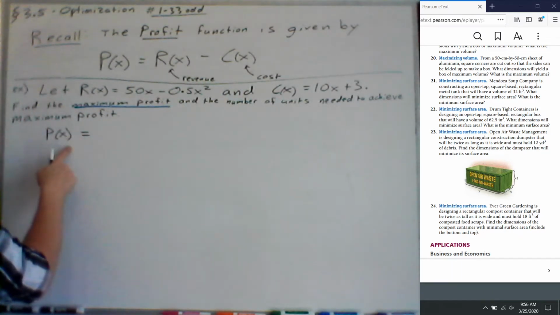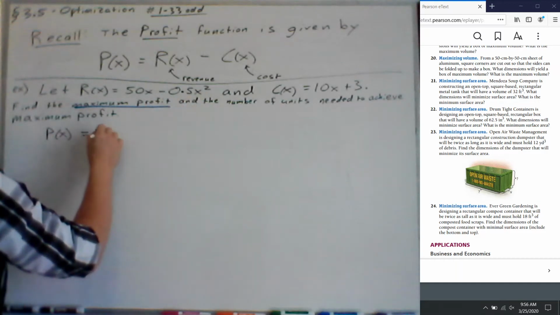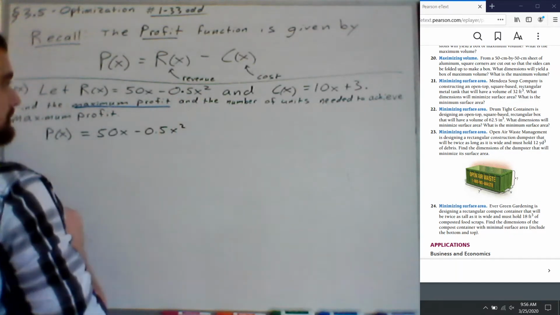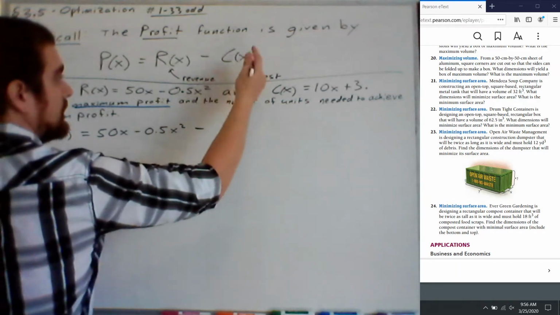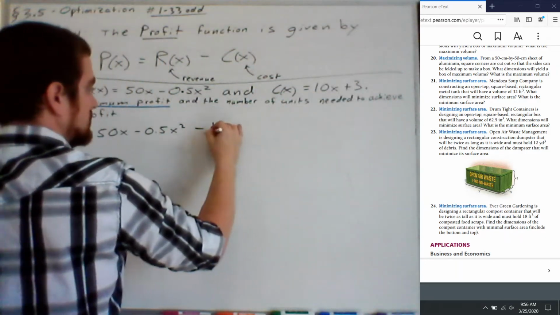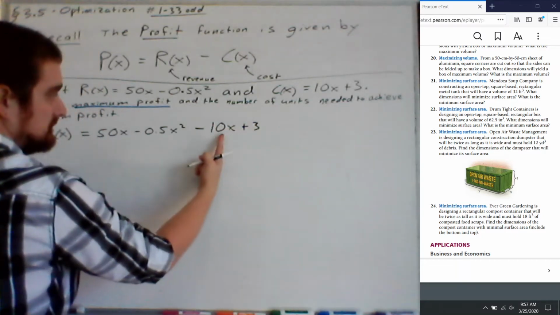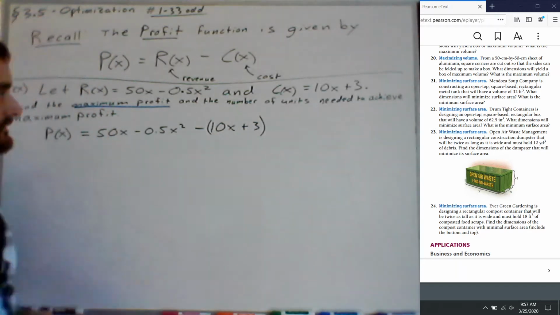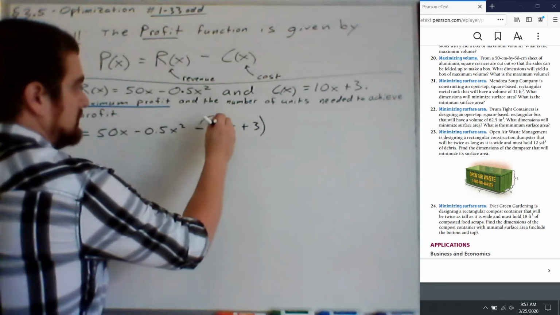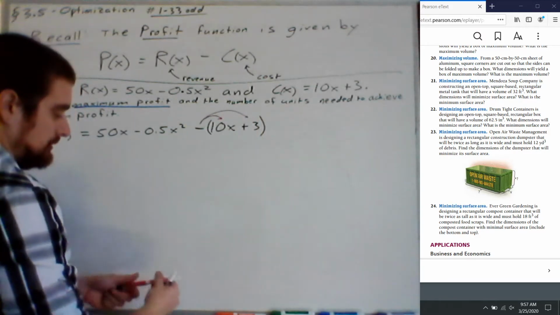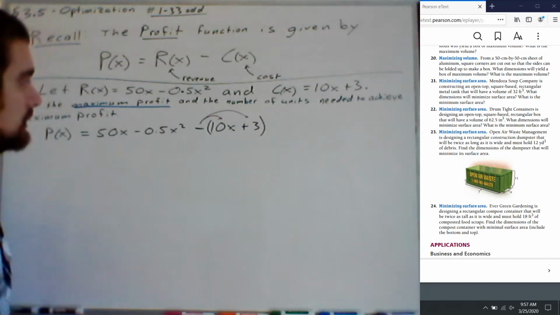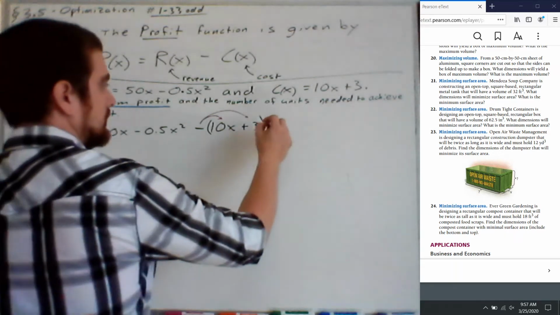So in our case, it's going to be the revenue, which was this function, 50x minus 0.5x squared, minus the cost. Now I have to subtract all of my cost, not just the first piece, right? Now I'm subtracting my entire cost with the parentheses there. I can see that all of my costs are subtracted. Don't just subtract the first piece of your cost. Make sure you subtract all of your costs. So here's our profit function.